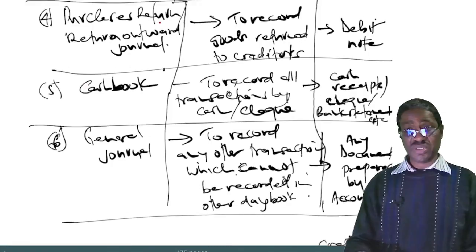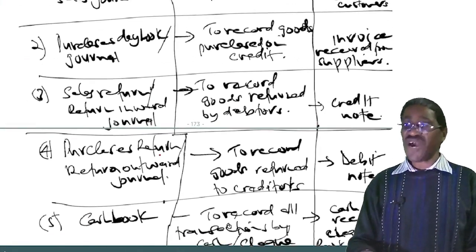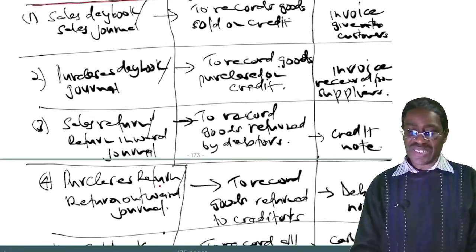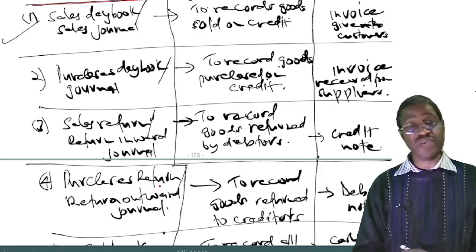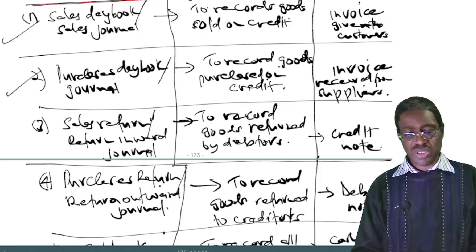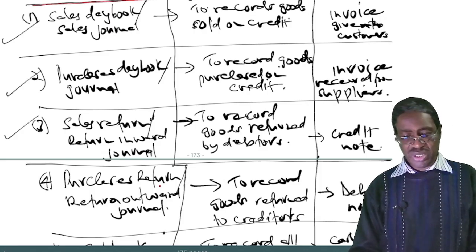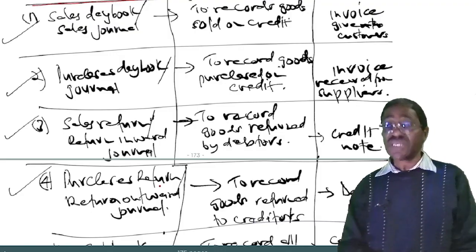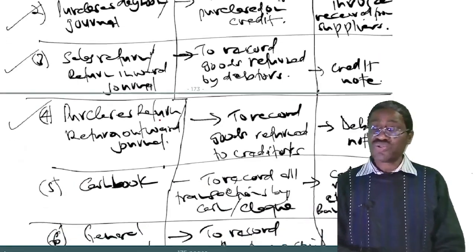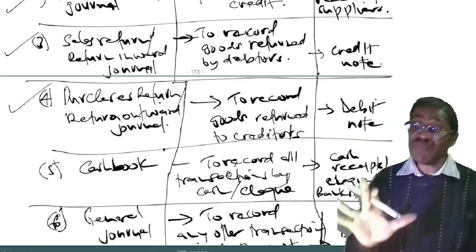Now listen. For the first four, that is the sales day book, don't write, let me explain first. For the first four, the sales day book, purchases day book, sales return day book, and the purchases return day book, those four have the same format.